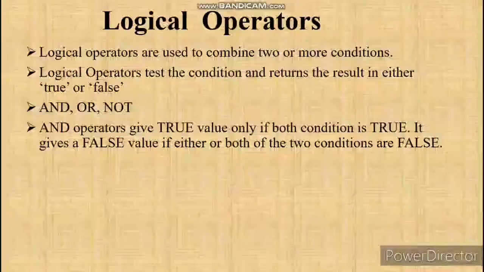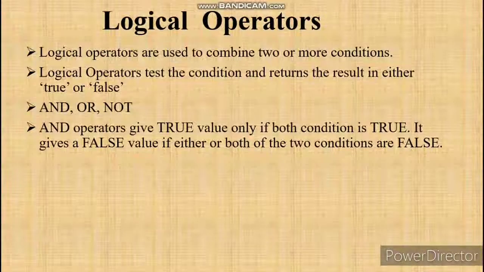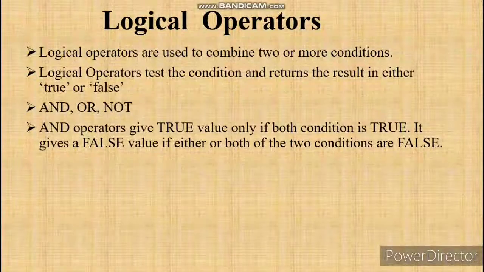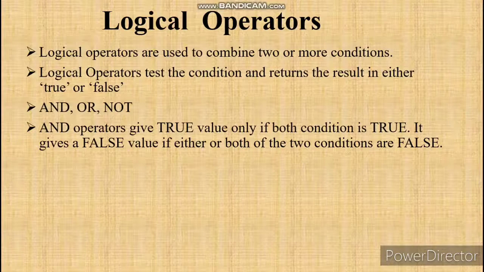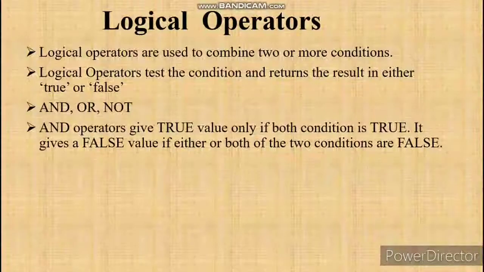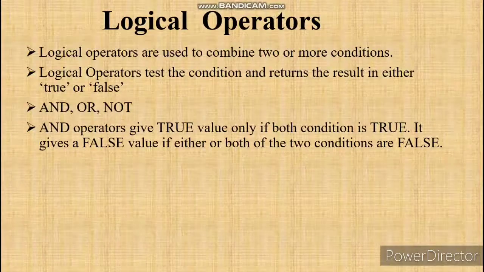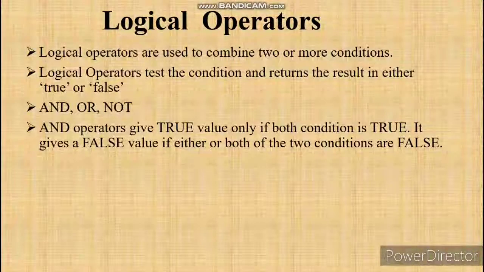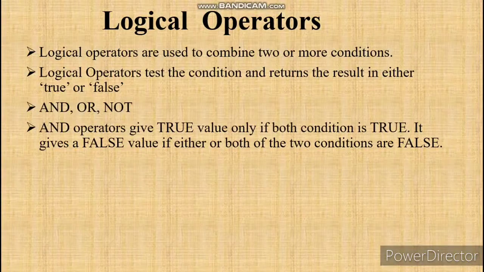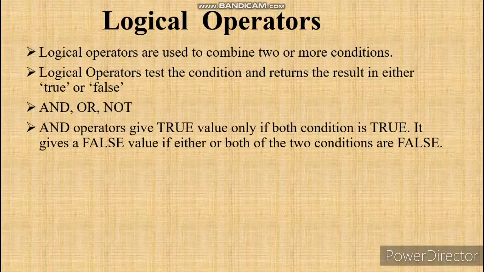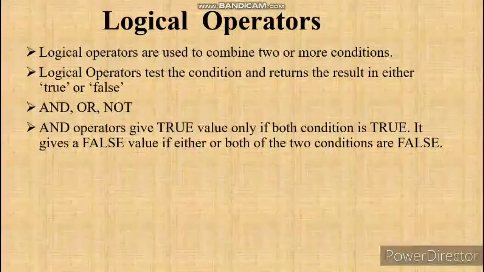The AND operator gives a true value only if both conditions are true. If you are using the AND operator and you give two conditions, then it gives true if both conditions are true. AND gives true if all the conditions given in the AND statement are true, and it gives a false value if either or both of the two conditions are false.